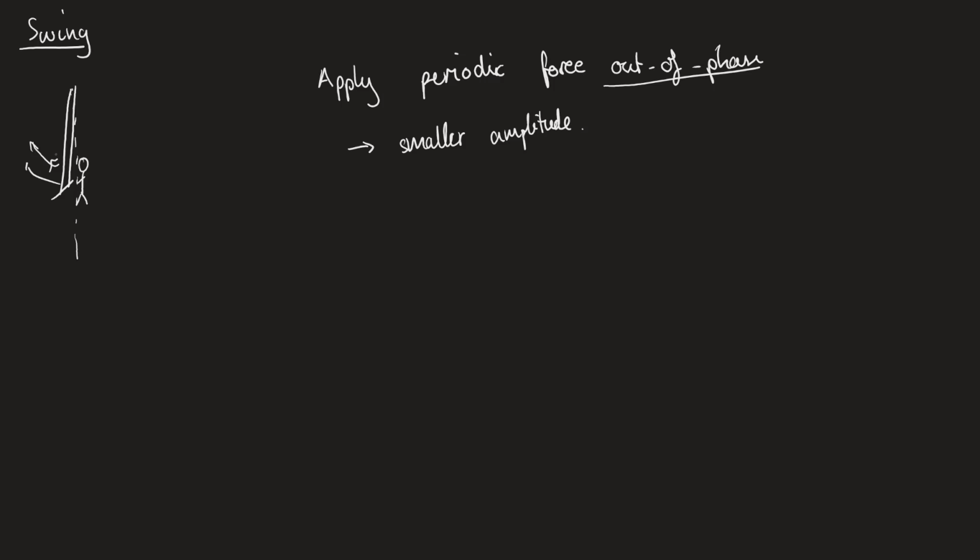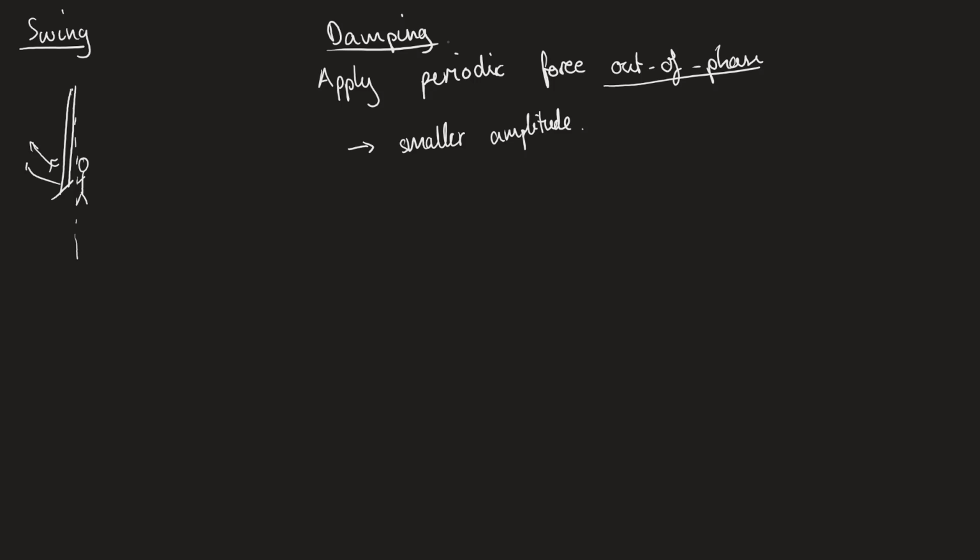So if we apply a periodic force out of phase, we end up with a smaller amplitude, and that is what we call damping. Okay, this is damping. Now, damping is, in the case of a swing, not very useful. In most cases where you have fairground rides, damping probably isn't the thing you want because you're trying to get that adrenaline rush. You don't really want things to be stationary.